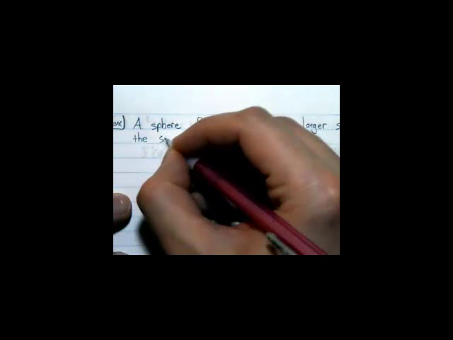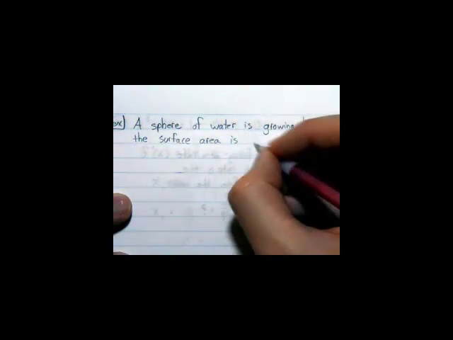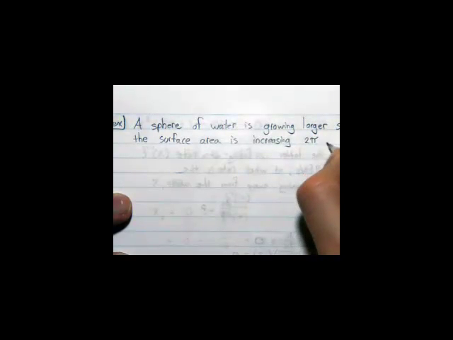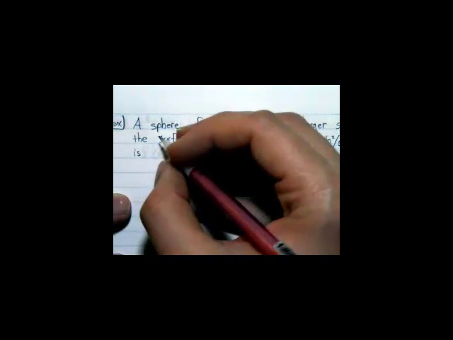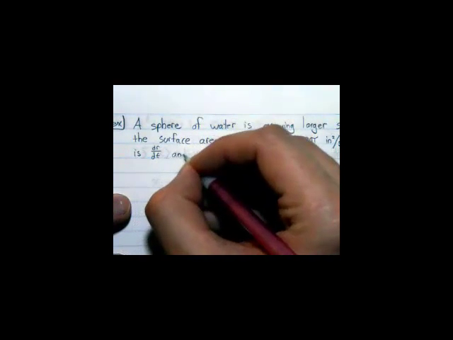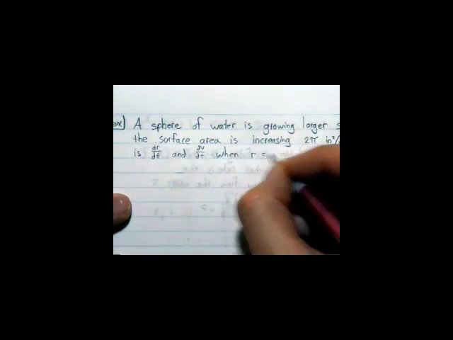So that the surface area is increasing 2 pi square inches per second. So what is dr dt and dv dt when r equals 3 inches?